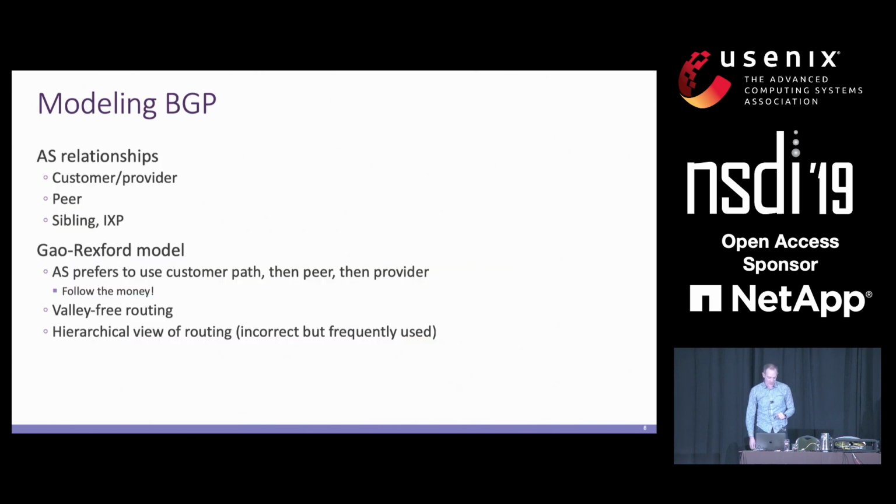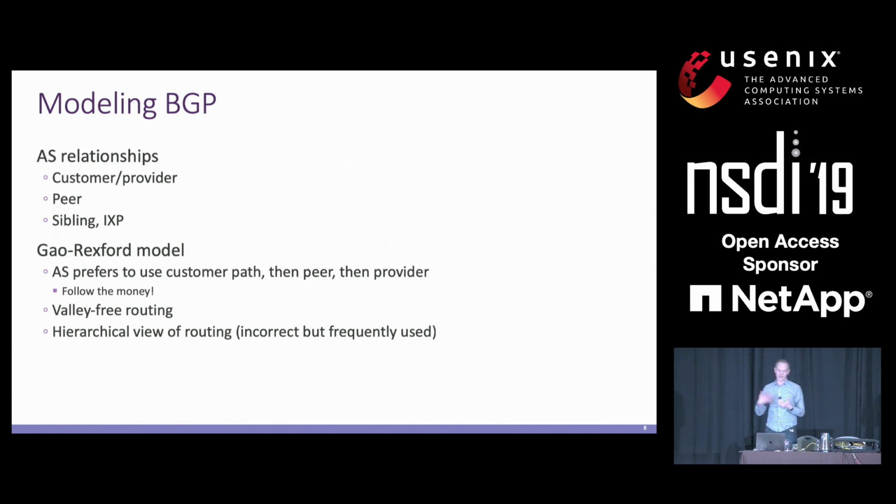All right, so going back to the paper, we want to model AS relationships. We have customer, provider, peer, and we have some other ones we're not going to talk about, sibling and IXP, because they're not really the focus of the paper. But the general way that we model the internet in terms of relationships is something called the Gao-Rexford model.